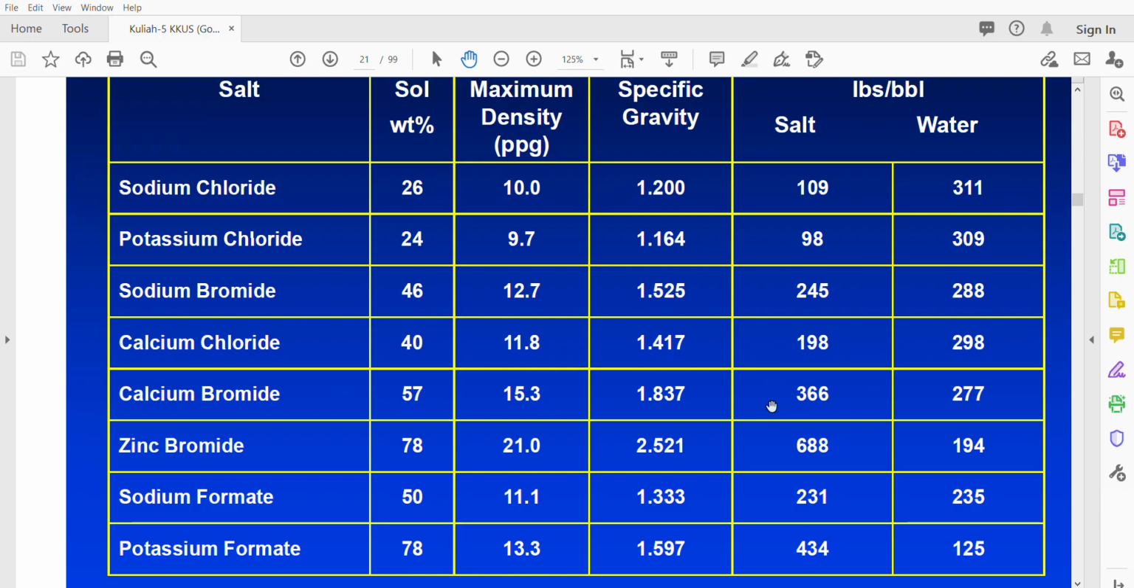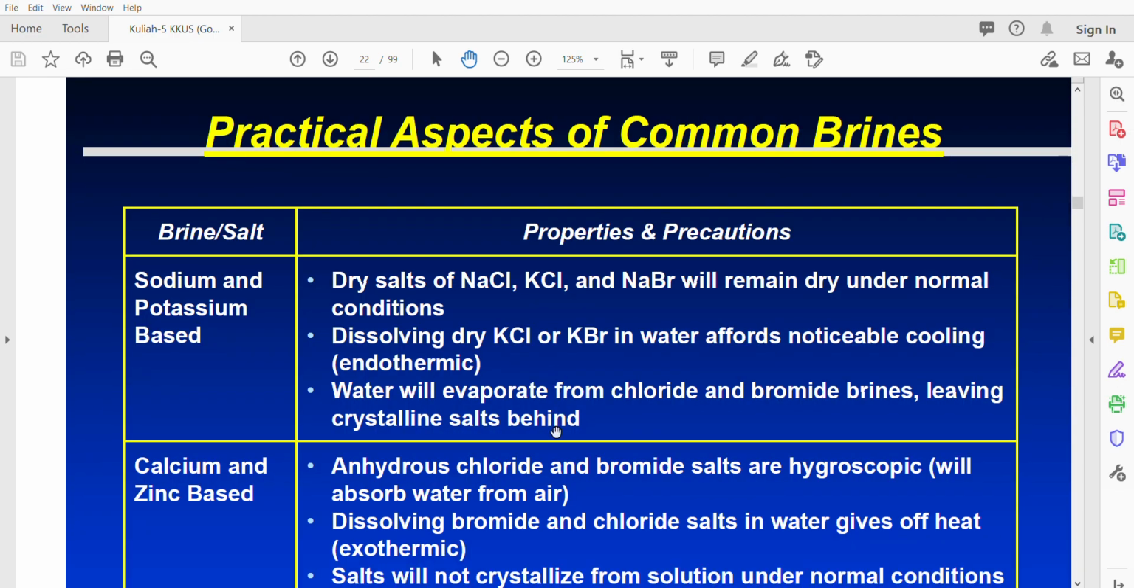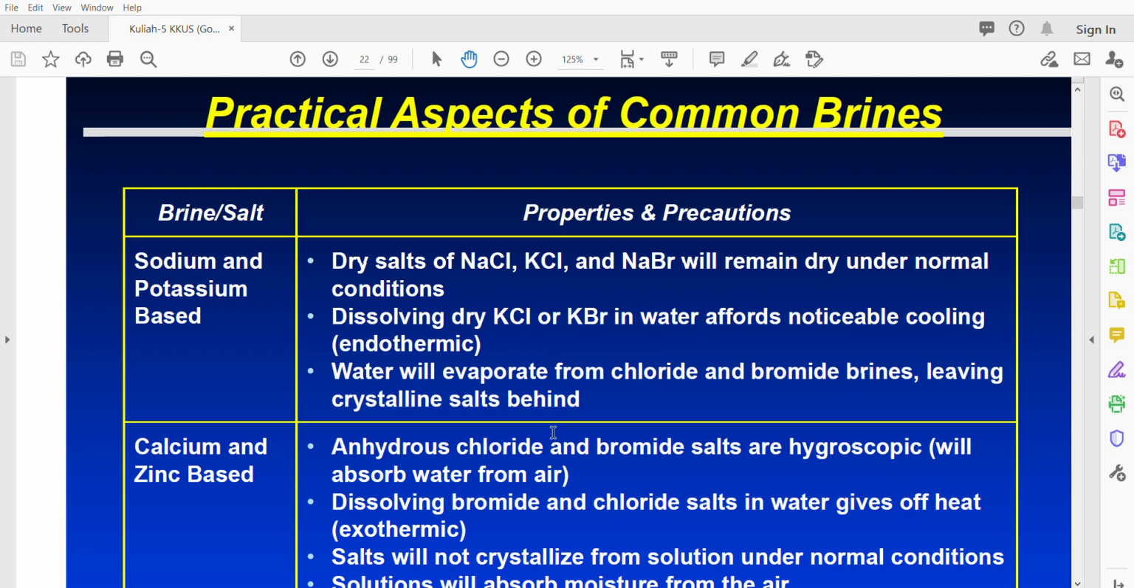Okay, and zinc bromide, which is the heaviest, has a salt content much larger than the water. So density could be up to 21 ppg, which is very heavy. Okay, practical aspects of common brine. Let's just read this one.